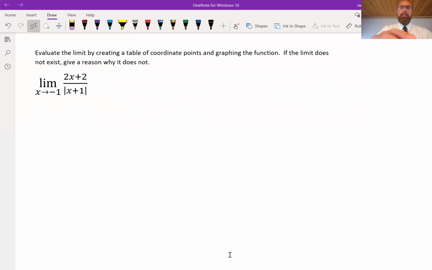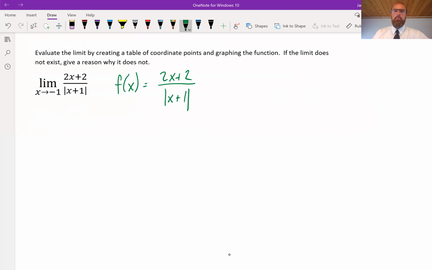So we'll start again by treating this as a function. So really we're going to think this is f of x equals 2x plus 2 over absolute value of x plus 1. And we're going to graph it. We're going to use our table. We should see why we can't use direct substitution again.